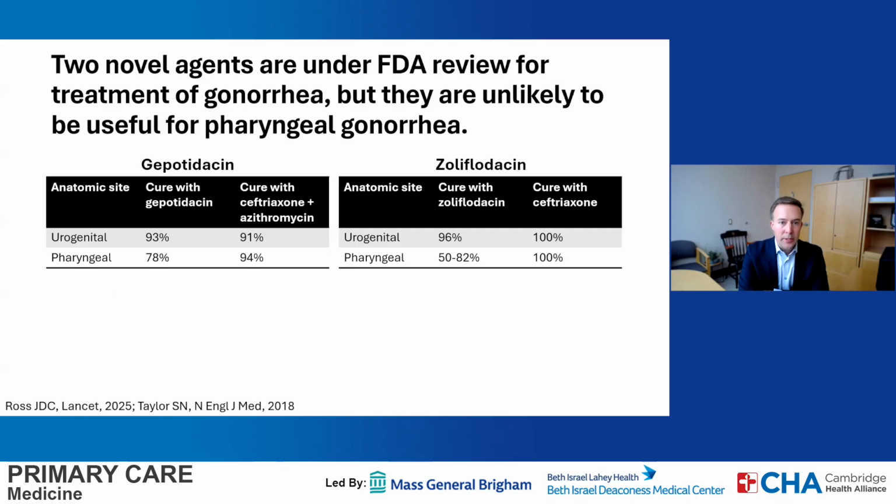Now, you may know that two novel agents have been under FDA review for the treatment of gonorrhea, but they're actually unlikely to be useful for pharyngeal gonorrhea. And these are gepotidacin and zoliflodacin. You can see that these are highly successful at curing urogenital gonorrhea with more than 90% success and similar results to ceftriaxone. But when you look at pharyngeal gonorrhea, the success rates are lower, 78% for gepotidacin, and then 50 to 82% for zoliflodacin, depending on the dose. This kind of anatomic site of infection continues to be one that really stymies most of our treatments, including actually ceftriaxone.